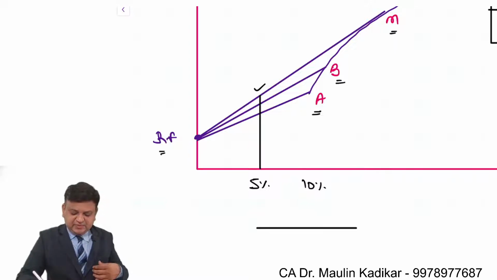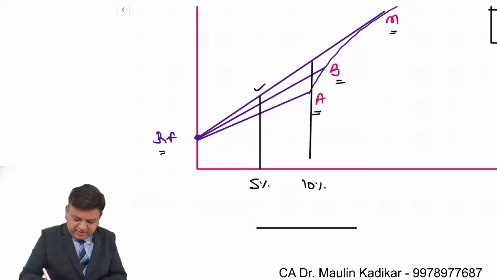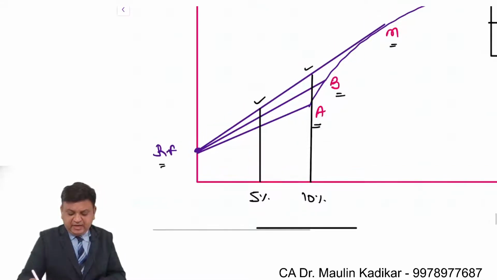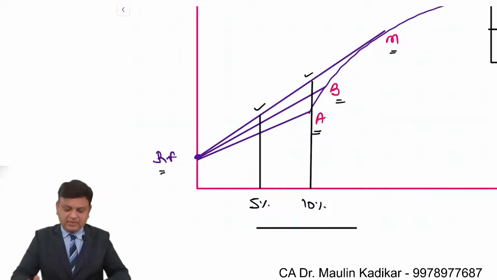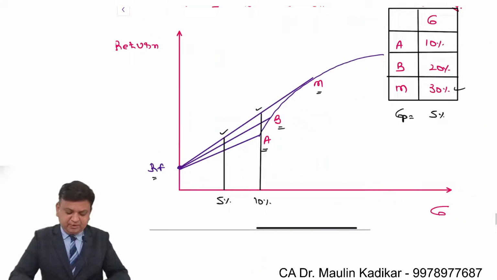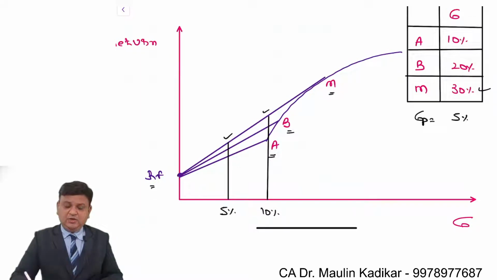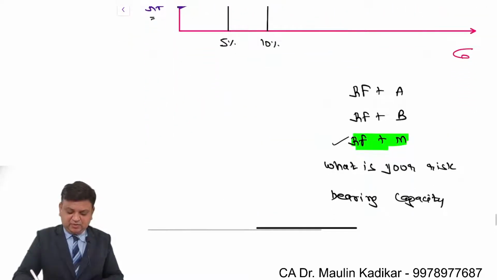Suppose your client has a risk bearing capacity of exactly 10%. Then in that case we understand that again he has three alternatives for making investment. In all the three alternatives your risk will be 10%, however RF plus M will be able to generate the highest return for a risk of 10%. So you can see that at any point of time, the combination of RF plus M is able to generate the highest return for the same level of risk. So the investor is advised to make investment in RF plus M. That is what we understand over here.